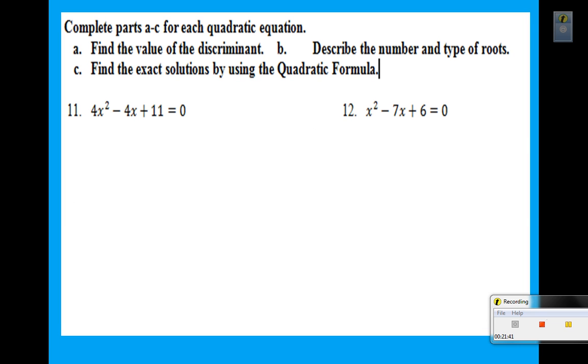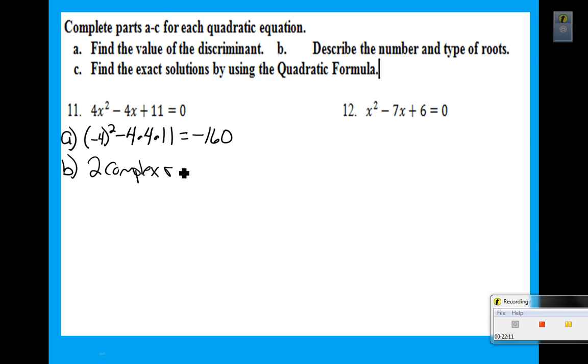Here's your number 11. So on part A, we're going to evaluate the discriminant. So I'm going to go parentheses, negative 4 squared, minus 4 times a times c. When I ran that through my calculator earlier, I got negative 160. As soon as a negative shows up, I know I'm going to have 2 complex roots. As soon as that negative showed up, I knew they were going to be imaginary numbers.